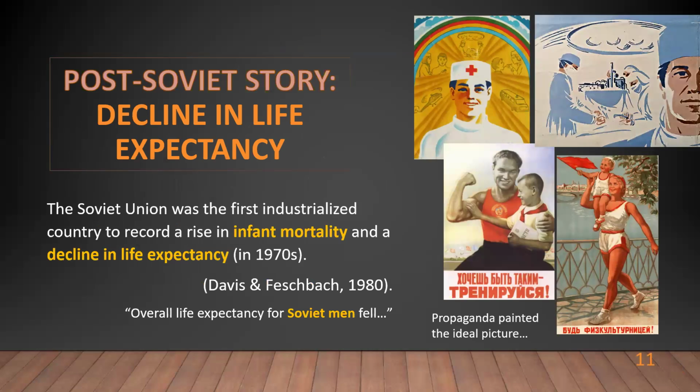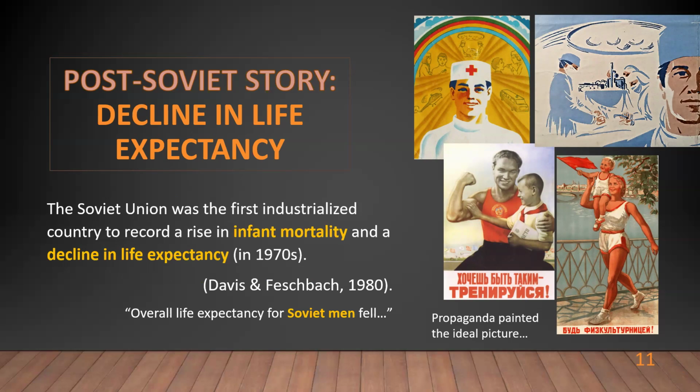In order to look at examples and how it works out, we should look at what is called a post-Soviet story, that is, decline in life expectancy. Because again, we need to test this idea of the Marxism, which says that capitalist society is destructive. So let's see how socialist society deals with the health idea. And here we start with a paradox.